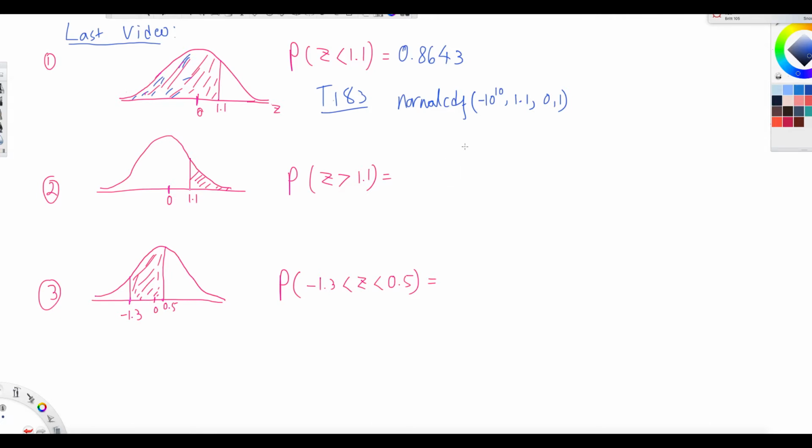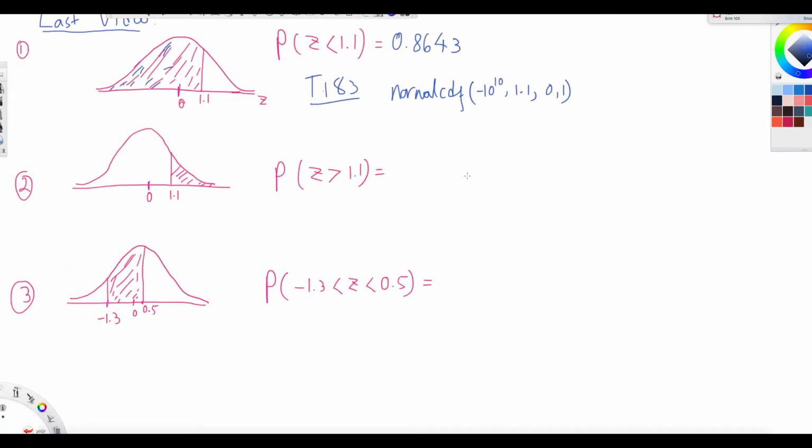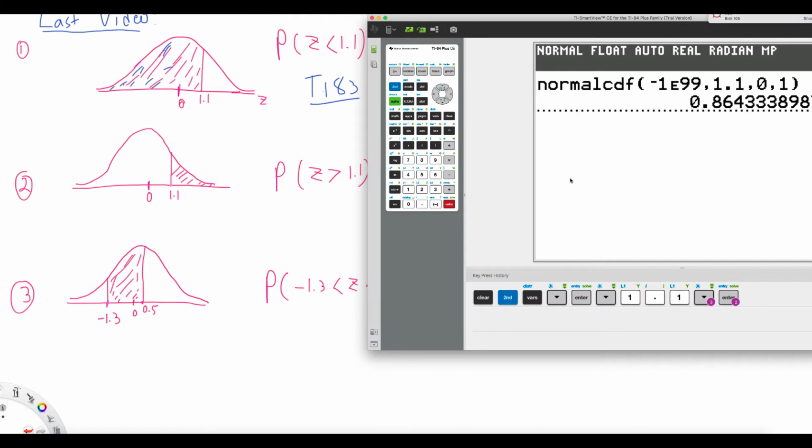How about the second one? Z greater than 1.1. For Z greater than 1.1, you are finding the area right of that, the area of this shaded region. The left bound for this shaded region is 1.1. The right bound will be a very big number you pick, because it keeps going, so 10 to the 10 or 10 to the 99. Let us do that.